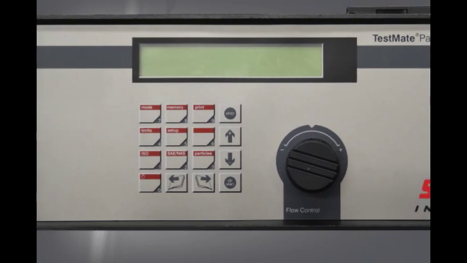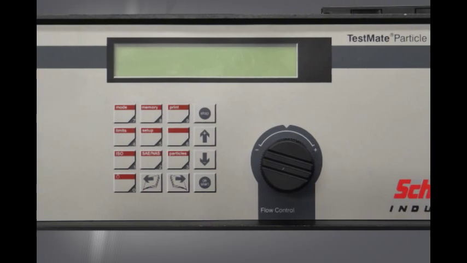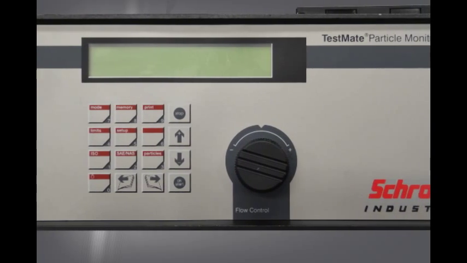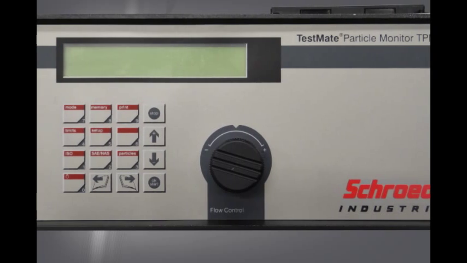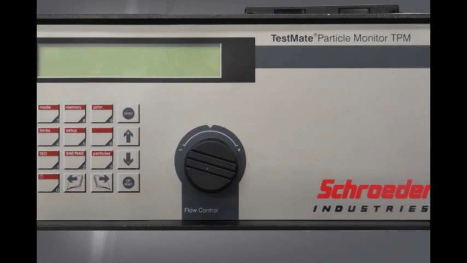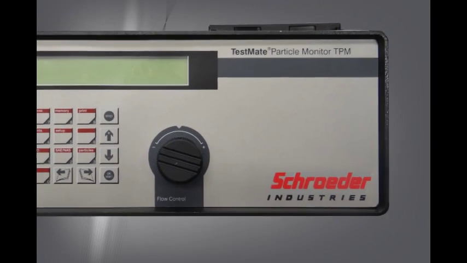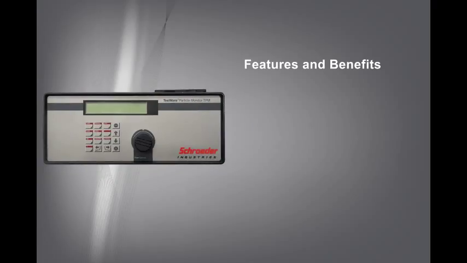Schroeder Industries recognized the need for a particle monitor that is portable and allows the user to print the data directly from the field. Schroeder offers the TPM TestMate particle monitor as a great option. The TPM has the ability to test the particulate contamination of the fluid either in line from a reservoir or in a bottle sample. TPM is user programmable.